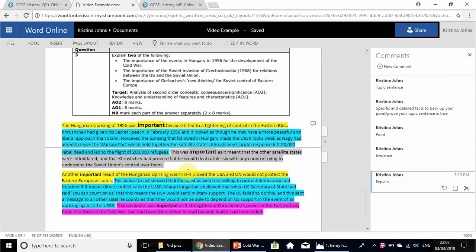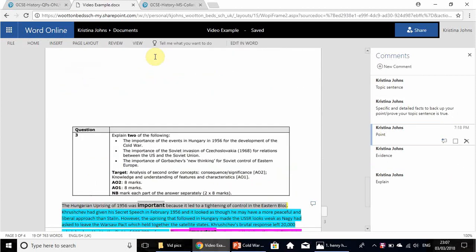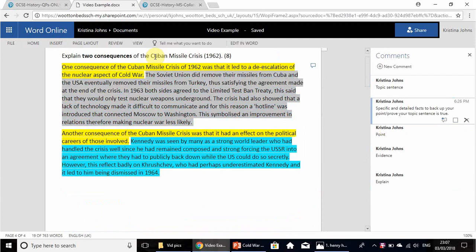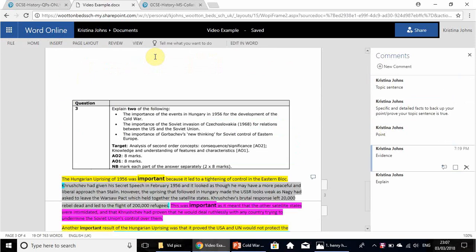I've heard some teachers say that what you need to think of for this question is an important sandwich. It's basically saying that you are starting off by saying what's important, you're giving some facts to prove it, and then you're finishing off by saying, so that makes it important because of this.